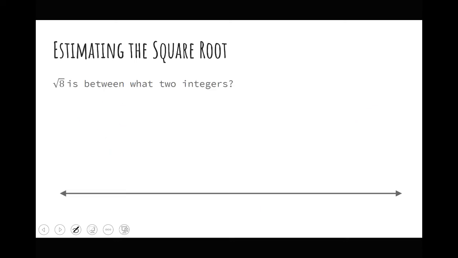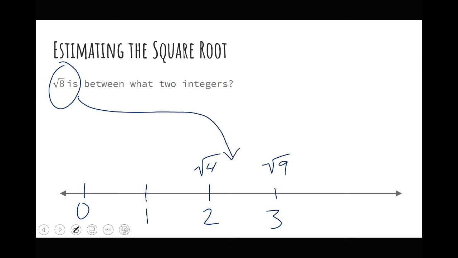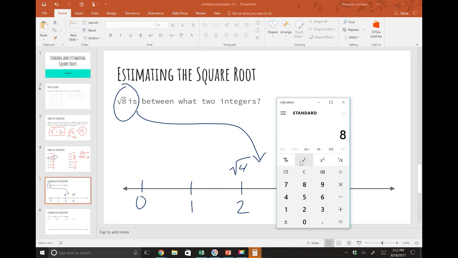So let's look at it on a number line. The square root of 4 is equal to 2. The square root of 9 is equal to 3, right? So that means that the square root of 8 would have to be somewhere in between here. I can prove that to you if we look at a calculator. If we put the square root of 8 in our calculator, we would see it's about 2.8.